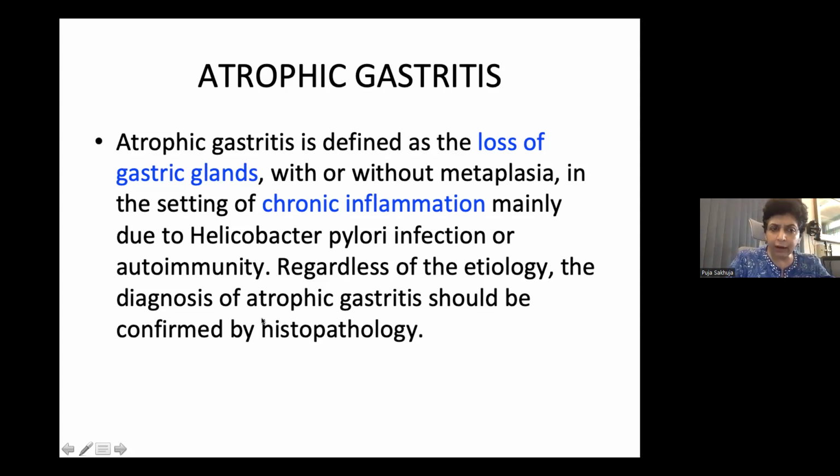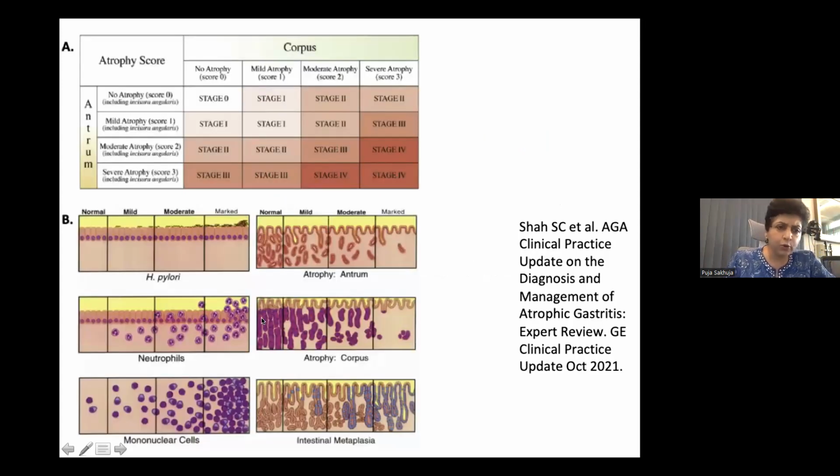So we've already covered H. pylori infection, which is one type, more common. And then, of course, there is the autoimmune gastritis. Regardless of the etiology, the diagnosis of atrophic gastritis should be confirmed by histopathology if the clinician is suspecting it on endoscopy. So it may or may not be associated with H. pylori, but the more severe the loss of glands, this is a diagrammatic representation.